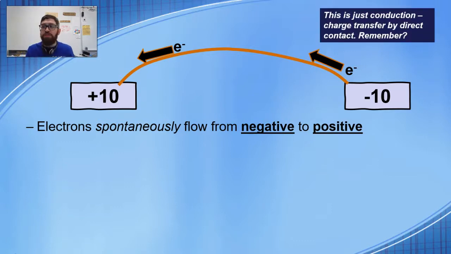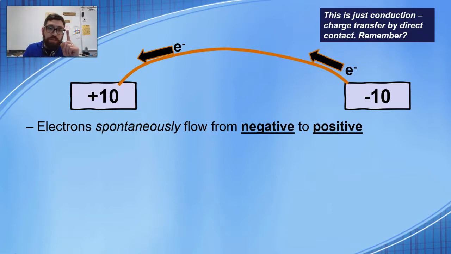And this shouldn't be new to you because this is just conduction. We talked about the methods of charge transfer in the previous section on electrostatics. The first one was conduction, and the reason it was the first one we talked about is because that's the most common one. Conduction is the method of charge transfer that we use for basically all of the electrical stuff that we use. Every bit of electrical devices that we have uses conduction by conducting materials, either aluminum or copper or some other kind of conducting material, usually metals. So the electrons spontaneously flow from negative to positive.